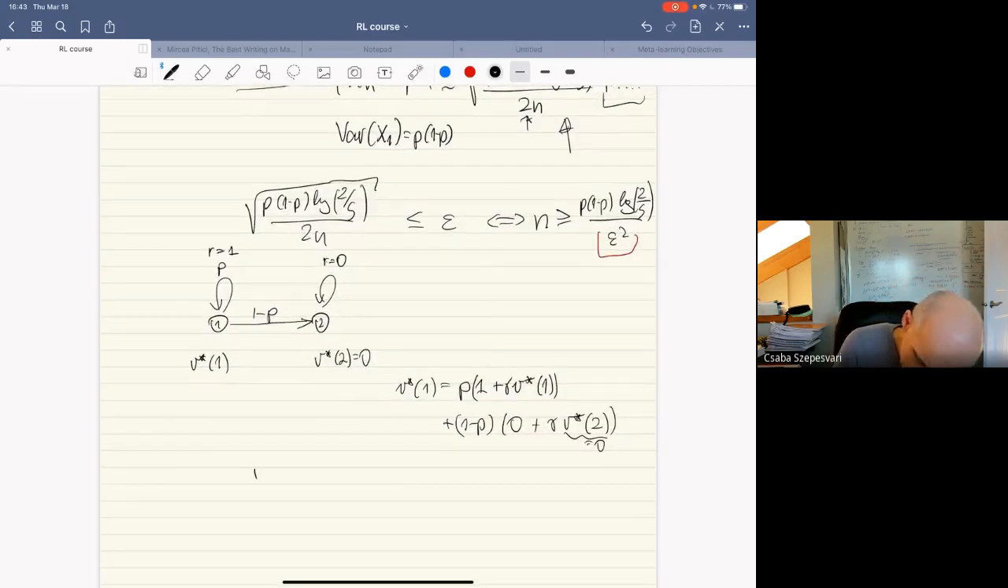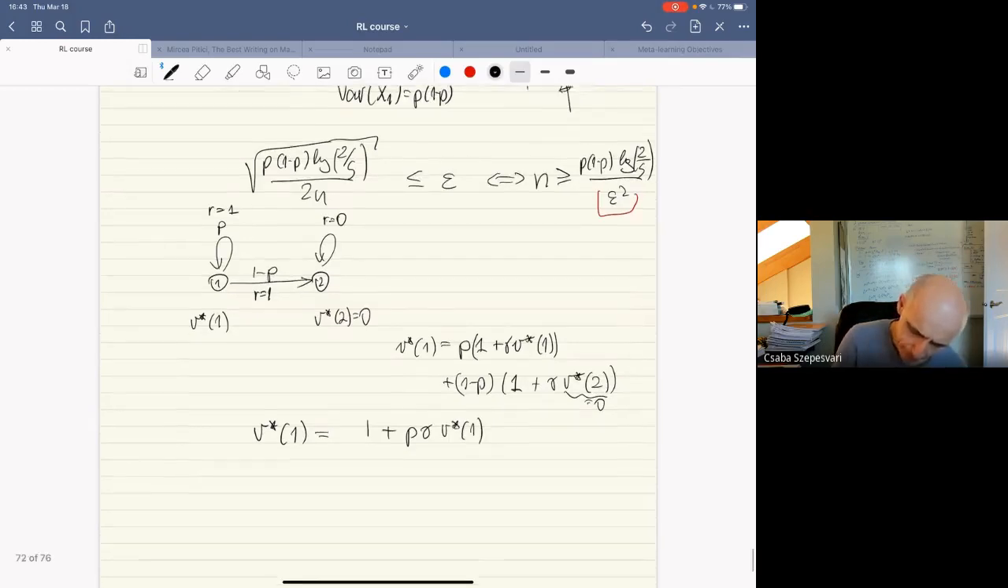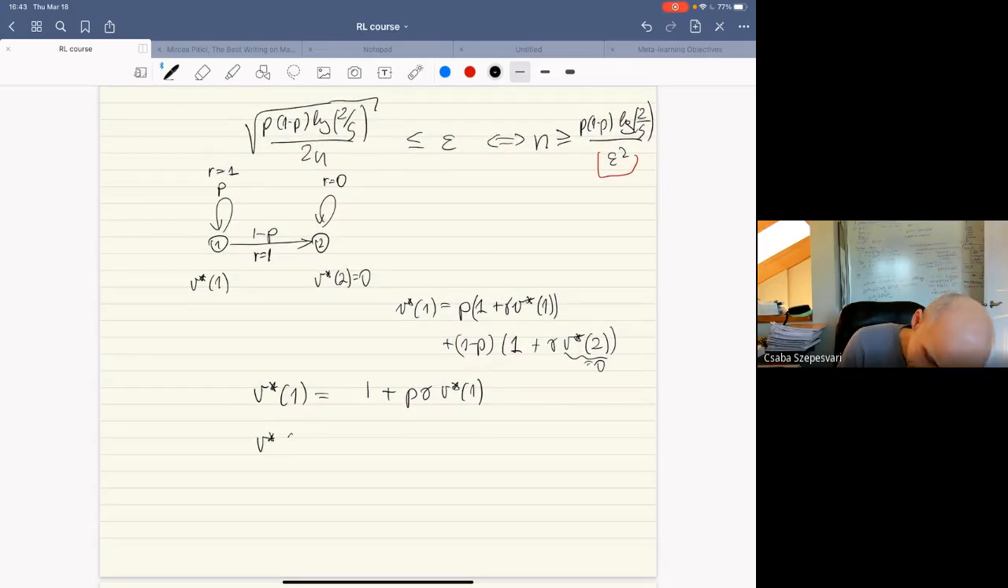All right, solving this for V1. I changed the problem. We get the reward here as well. Why not? Whenever we make a transition, we get the reward. So then we have this. Right? So V star of 1 is equal to 1 over 1 minus pγ.